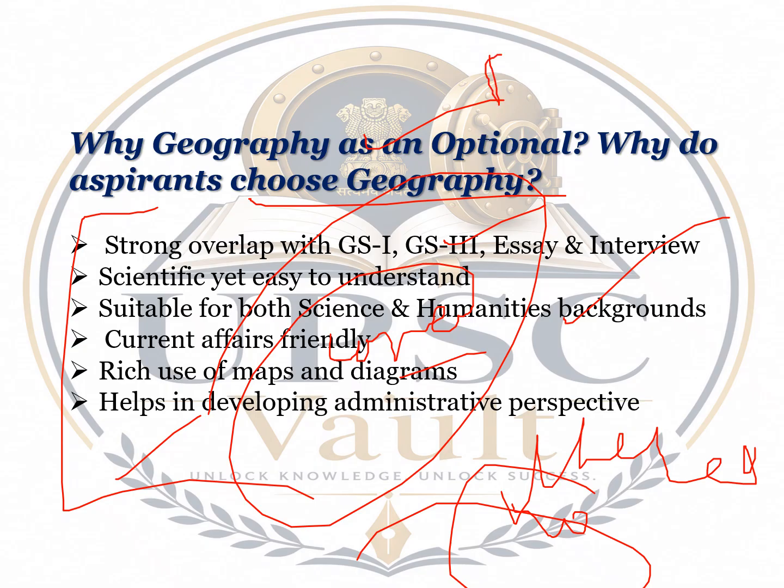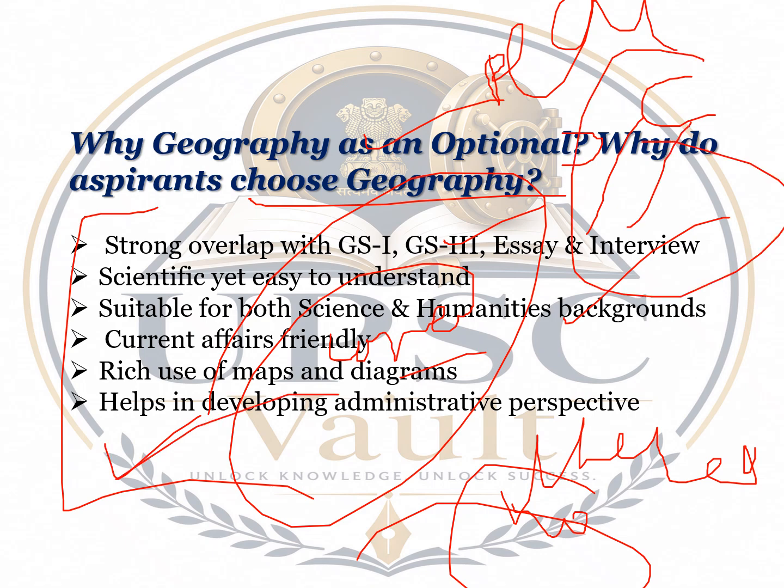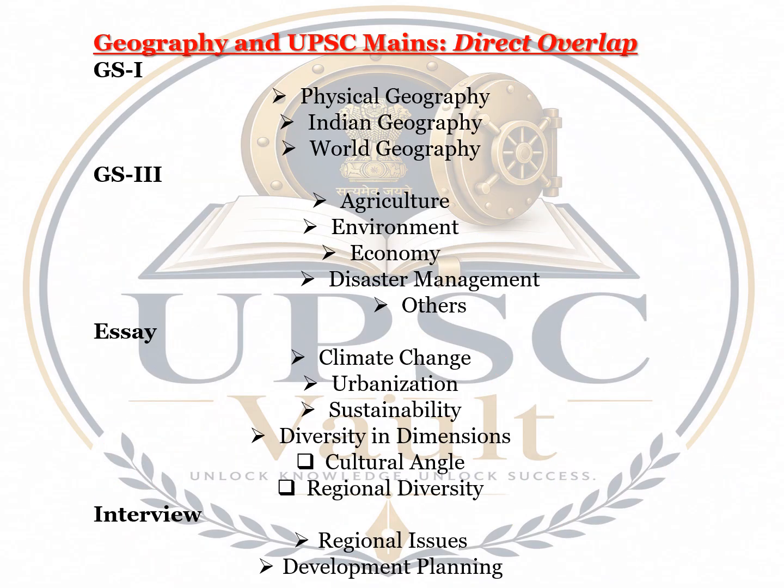For example, you are reading plate tectonics. Then you will be drawing the diagrams of plates. You do not have to create the diagram or wonder what I should draw or what I need to avoid, right? It helps in developing an administrative perspective. Policy, place, resources, population, settlement, culture, everything is covered here. Geography and UPSC, you can see the direct overlap here.